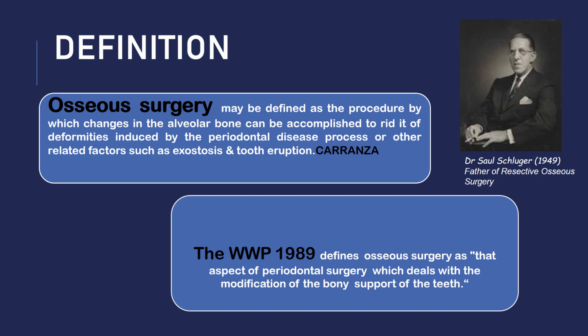In the World Workshop of Periodontology in 1989, osseous surgery was defined as the aspect of periodontal surgery which deals with the modification of the bony support of the teeth, mainly pocket elimination. We studied all the periodontal surgeries to remove the pocket. Actually, total pocket elimination could be maintained only with the removal of the bony component of the pocket. So this is basically reshaping the bone to a physiological form.